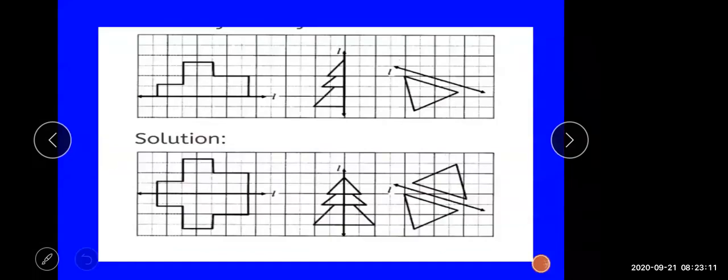Now look at it. In this first example, on the graph paper, we can draw exactly the other side of the given diagram. It's the line l. On the above side of line l, this figure is there. So what we have to do? Draw the same diagram on the below side. First of all, start from here. This line. So take this much line on the downward side or below side.